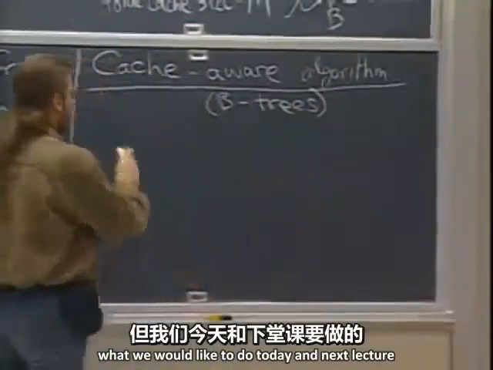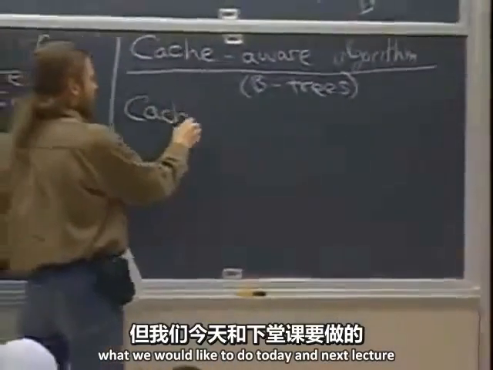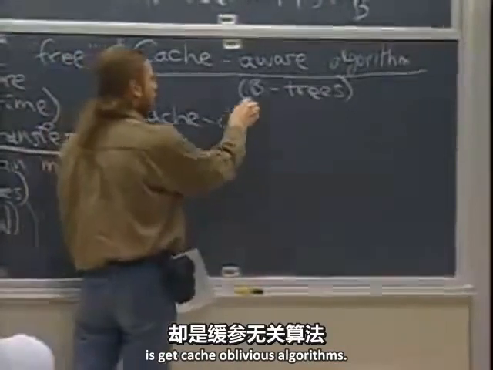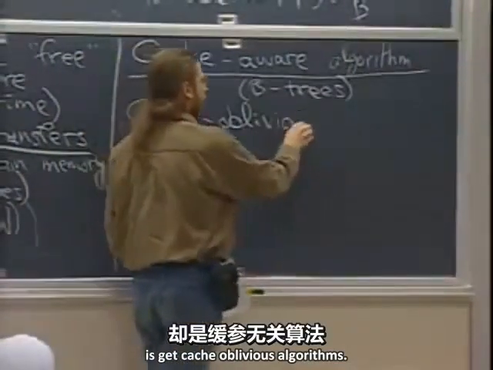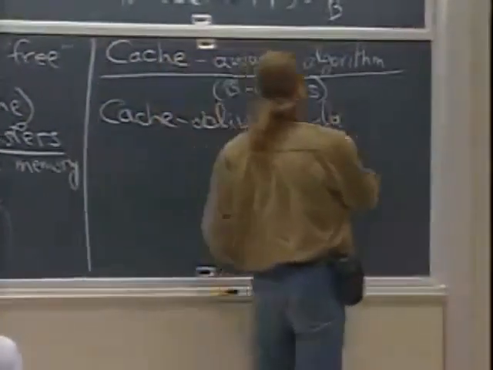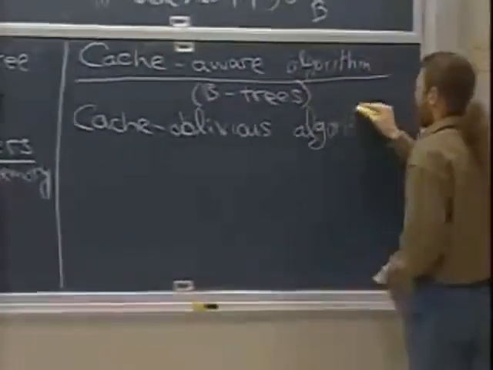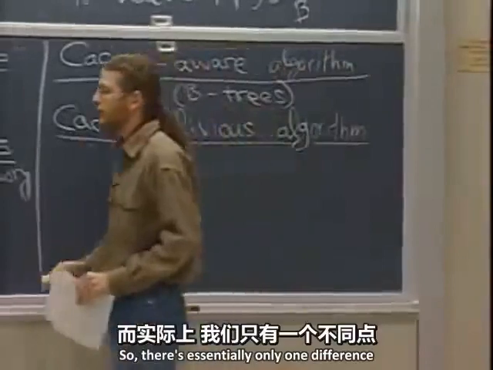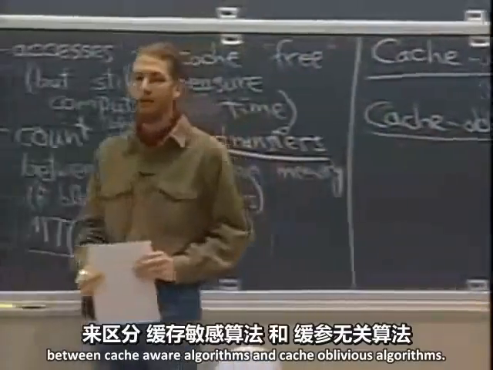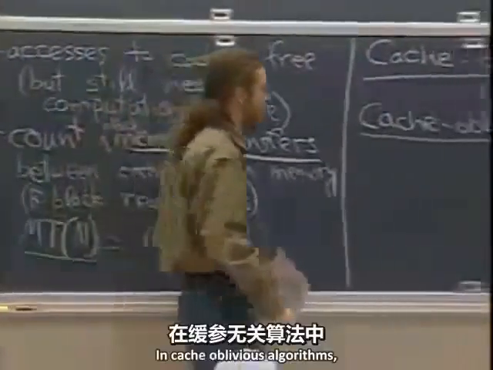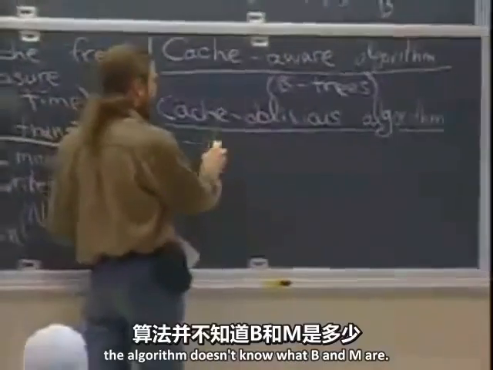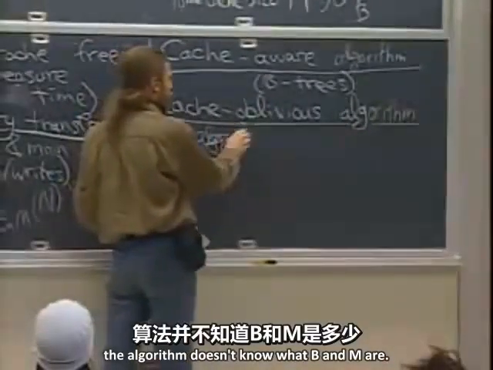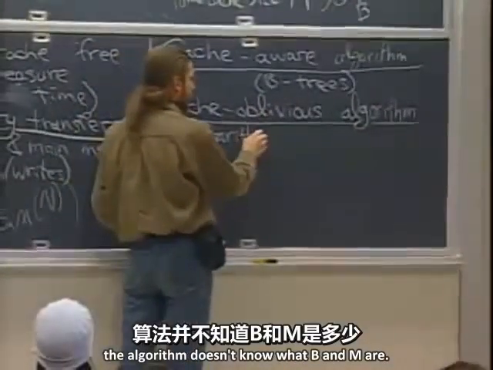Okay, what we would like to do today and next lecture is get cache-oblivious algorithms. So there's essentially only one difference between cache-aware algorithms and cache-oblivious algorithms. In cache-oblivious algorithms, the algorithm doesn't know what B and M are.